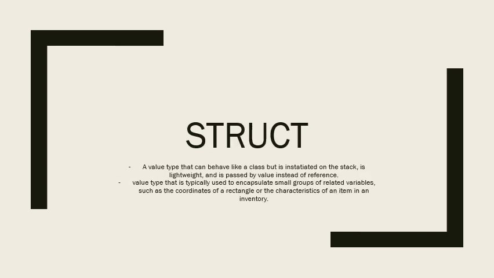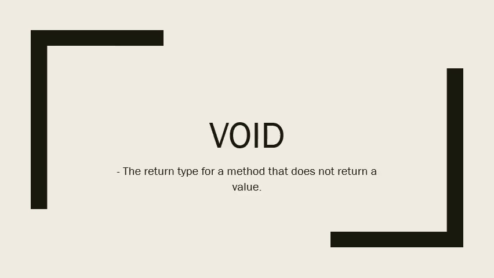Struct, a value type that can behave like a class but is instantiated on the stack, is lightweight and is passed by value instead of reference. A value type that is typically used to encapsulate small groups of related variables, such as the coordinates of a rectangle or the characteristics of an item in an inventory. Void, the return type for a method that does not return a value.